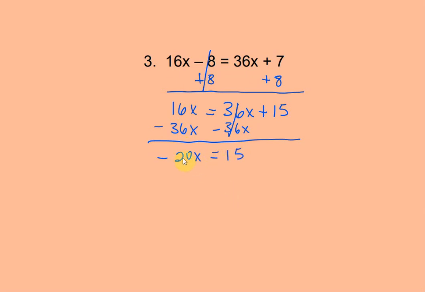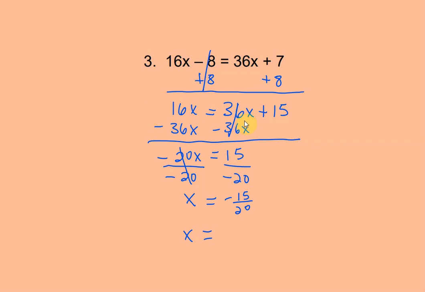Now to get the x by itself, this negative 20 and the x are being multiplied, so the opposite of multiplication is division. And I have x is equal to this negative 15 over 20. Anytime we have a fraction, we should reduce our fraction. And the way that we reduce a fraction is we have to figure out what number is the biggest number that will divide evenly into both the numerator and the denominator. Well, the biggest number that will divide into 15 and 20 is 5.